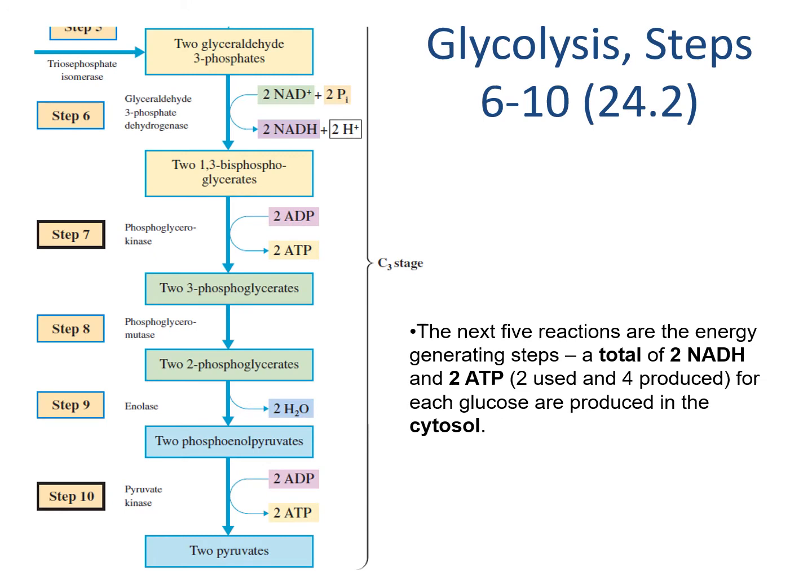In the 3-carbon phase, we can see the actual production of energy. Notice that everything is produced in sets of 2 here. That's because we now have 2 3-carbon molecules that are being processed for each glucose that came in. We get 2 NADH and 4 ATP in the 3-carbon phase, all in the cytosol. But don't forget that we spent 2 ATP in the 6-carbon phase, so that our net yield is actually just 2 ATP and 2 NADH in the cytosol.